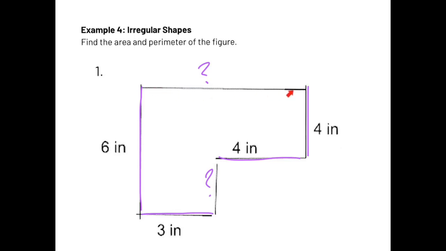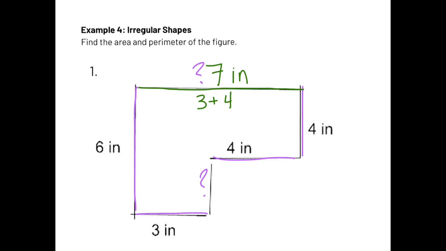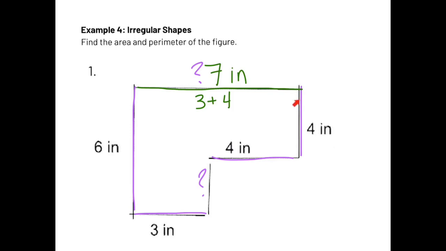So in order to find this missing side over here, we can look directly across from it, down from it, and there's this piece right here would be 4, and this one is 3. So the 4 plus 3 together, or 3 plus 4 when it looks like that, that's going to be 7 inches on this side over here. On this missing vertical piece, this whole side is 6, and we know over here that this is 4. So it's like imagining that we're taking this purple line and we're floating it across over here.